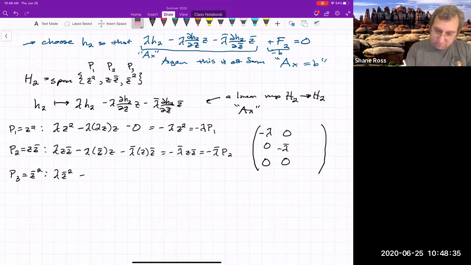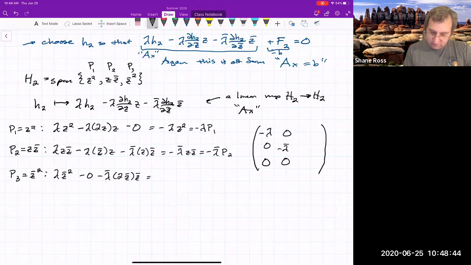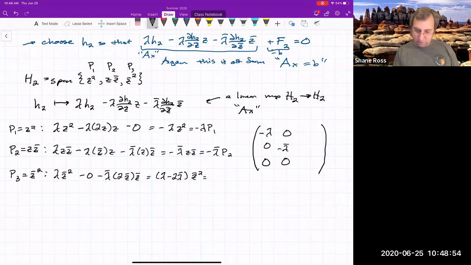There's a zero if you want. Second term doesn't give us anything. Then we get lambda bar two z bar z bar. So what is this? It's lambda minus two lambda bar z bar squared. Okay. Lambda minus two lambda bar p3. So it's diagonal. Two lambda bar.